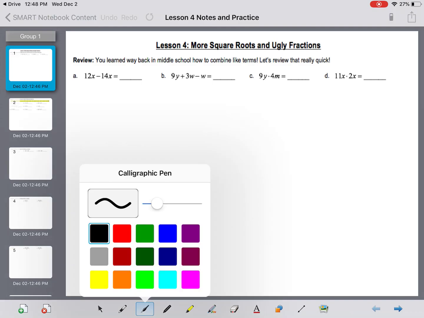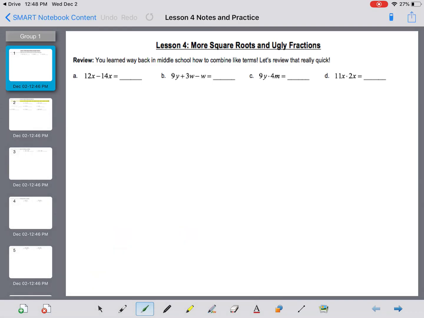So when you combine like terms, they have to have the same variable. So here, both of these have an x, so we can combine them. And when you combine them, you just combine the coefficients, the numbers. So 12 minus 14 is negative 2, and then you just tack on an x. It doesn't become x squared, it just becomes negative 2x.